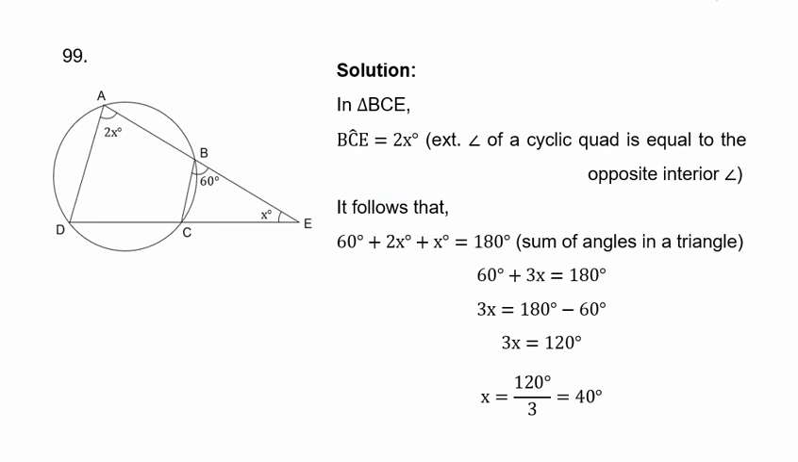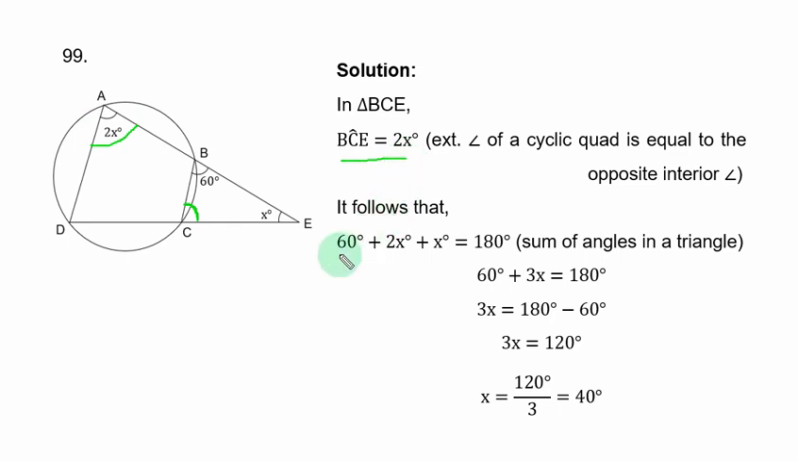Example 99. In this figure, we are to find the value of S. To do that, we need this angle so that in triangle BCE, if you add the three angles, the sum is equal to 180 degrees. Now, in quadrilateral ABCD, this angle is exterior to the interior angle, and both angles are equal. So, angle BCE is 2s degrees.